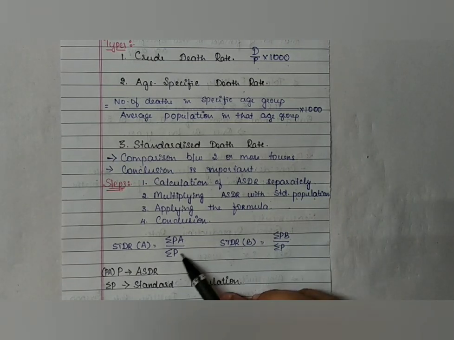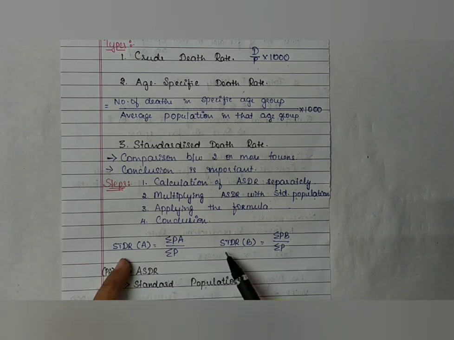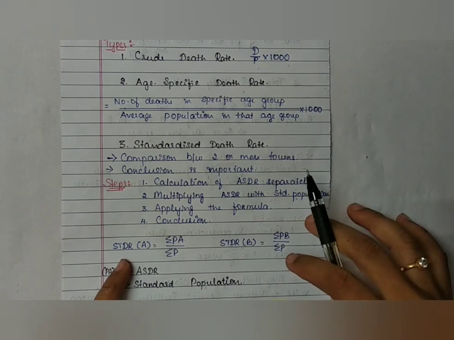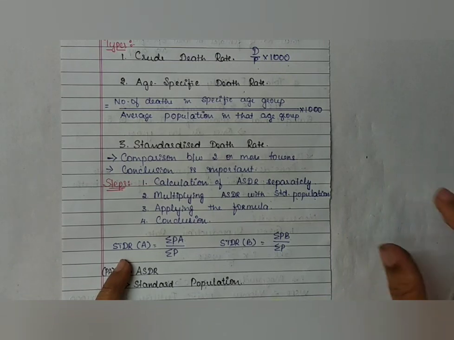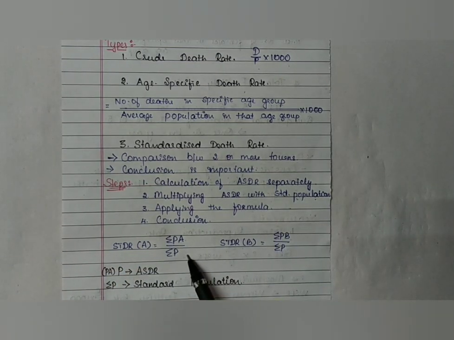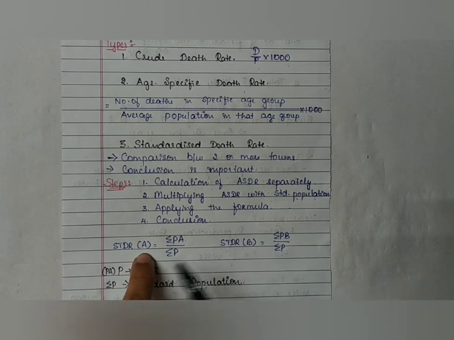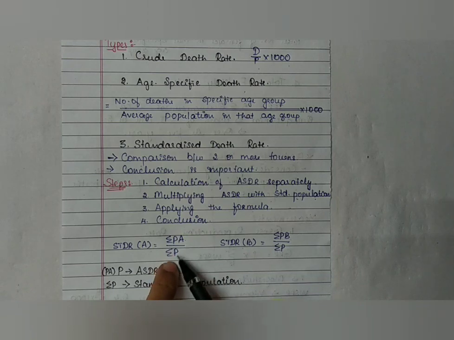Okay, so the town with the less STDR will be healthier because the town with the less STDR is considered as in that particular town there is less death. Okay, so now here is a formula. Suppose two towns are given. STDR of A, summation PA divided by P.